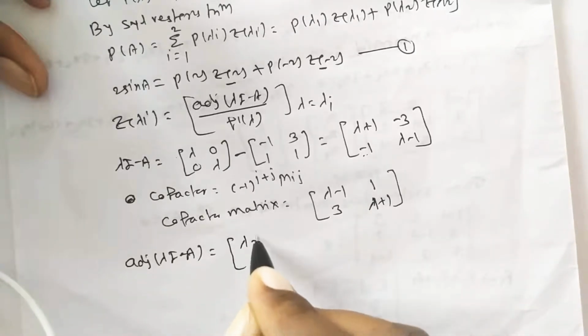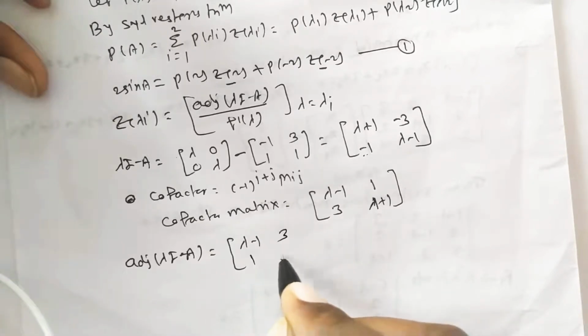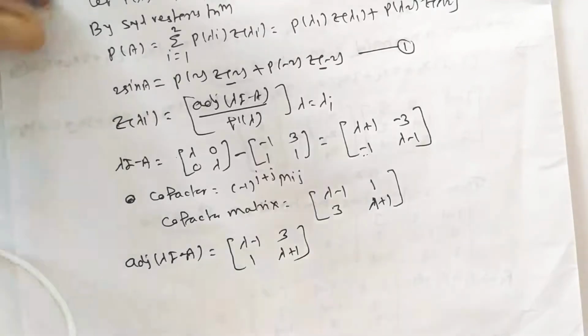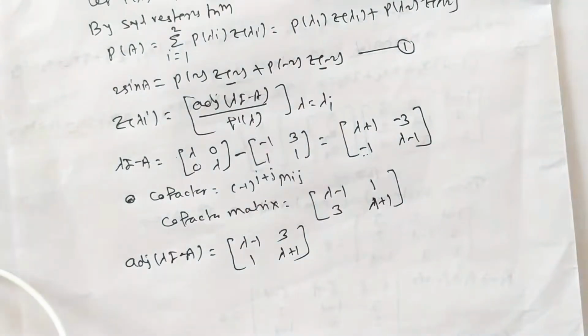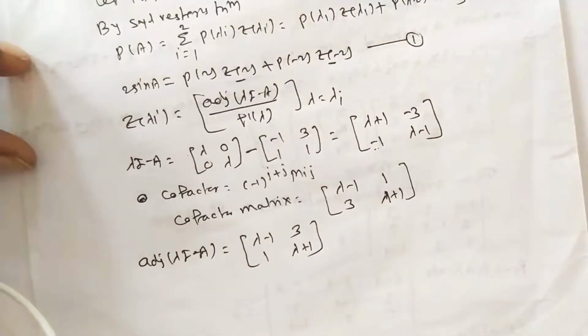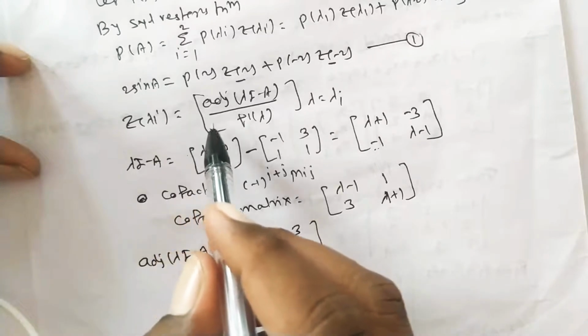If we take transpose, then we get lambda minus 1, 3, 1, lambda plus 1. So this is the adjoint of lambda I minus A, not the cofactor matrix: lambda minus 1, 3, 1, lambda plus 1. Okay, now we have to use this directly.